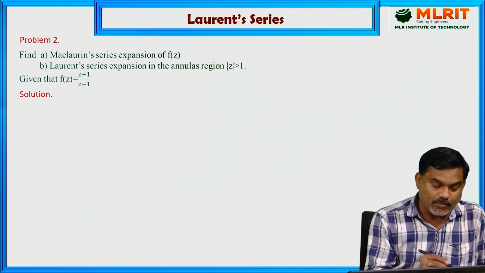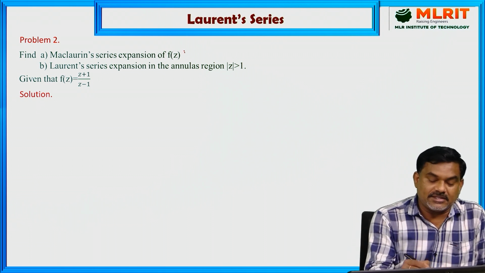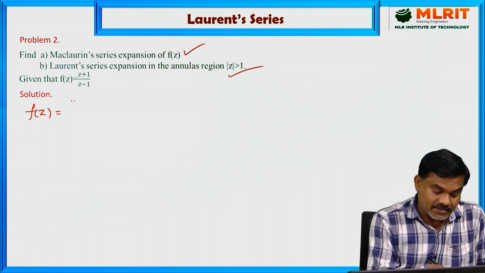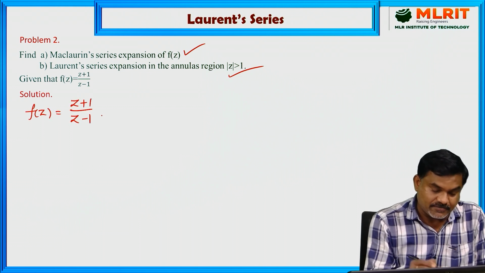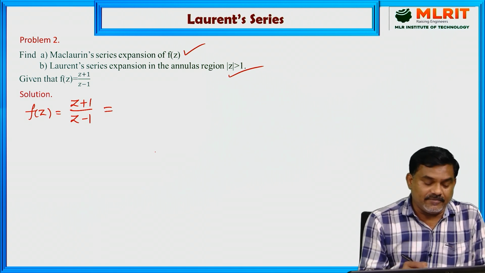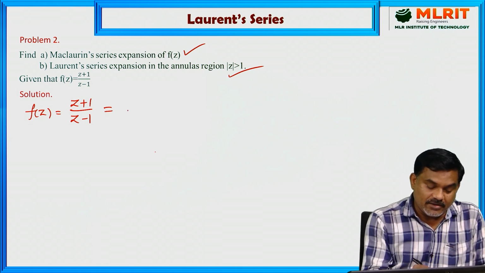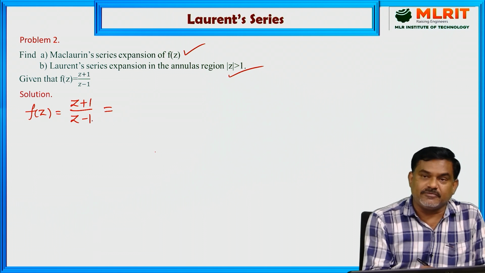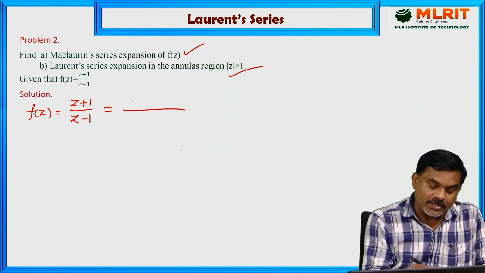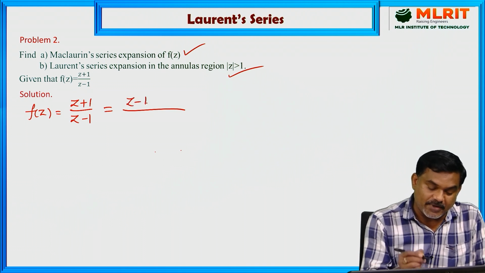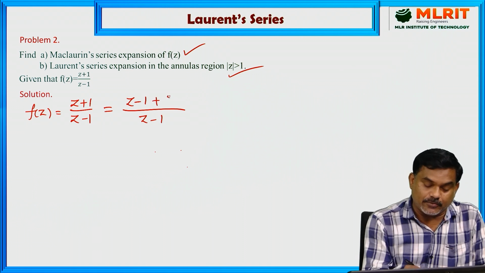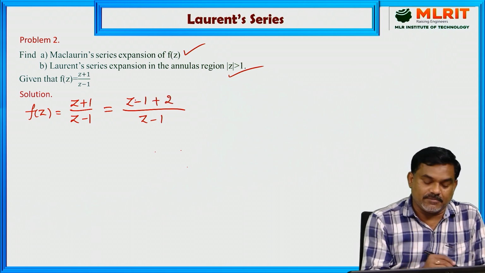Coming to the second problem, we need to find the Maclaurin series expansion as well as the Laurent series in the given region. Let us consider the function f of z, z plus 1 by z minus 1. First we will simplify this, then we find the expansion. Now, once again, similar to the previous problem, here we try to get the same term which is present in the denominator in the numerator. So, let us write z minus 1 first, but it must be z plus 1. So, add 2 so that this becomes z plus 1.